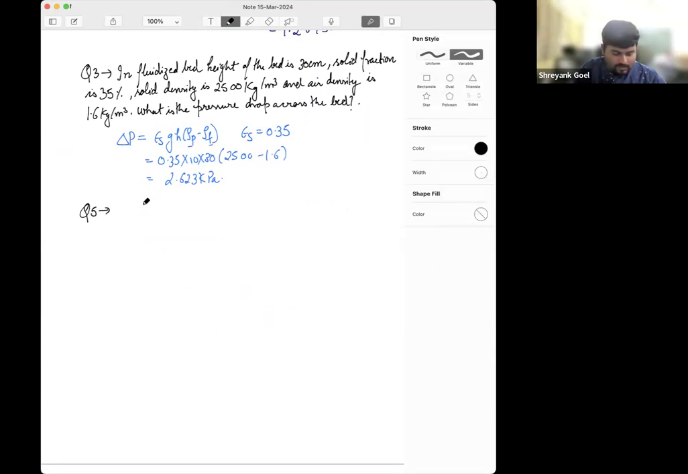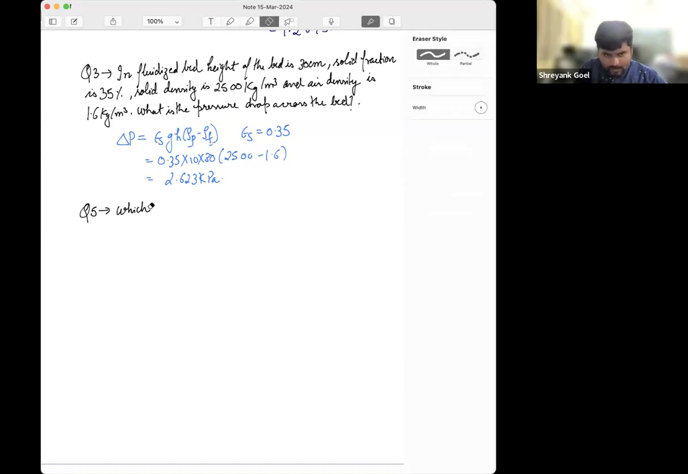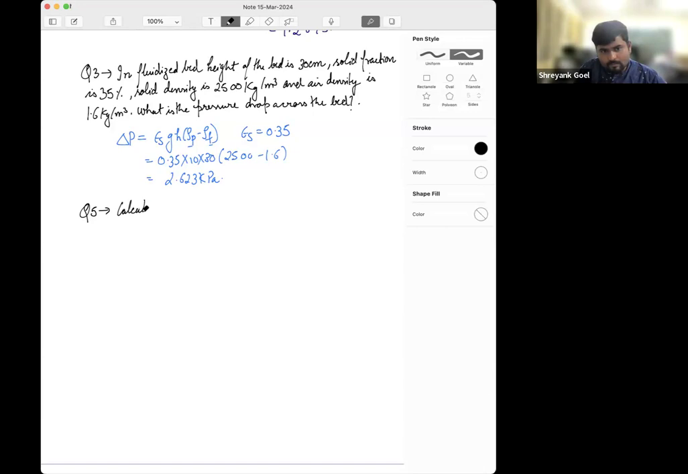So the question is this: calculate the pressure drop.